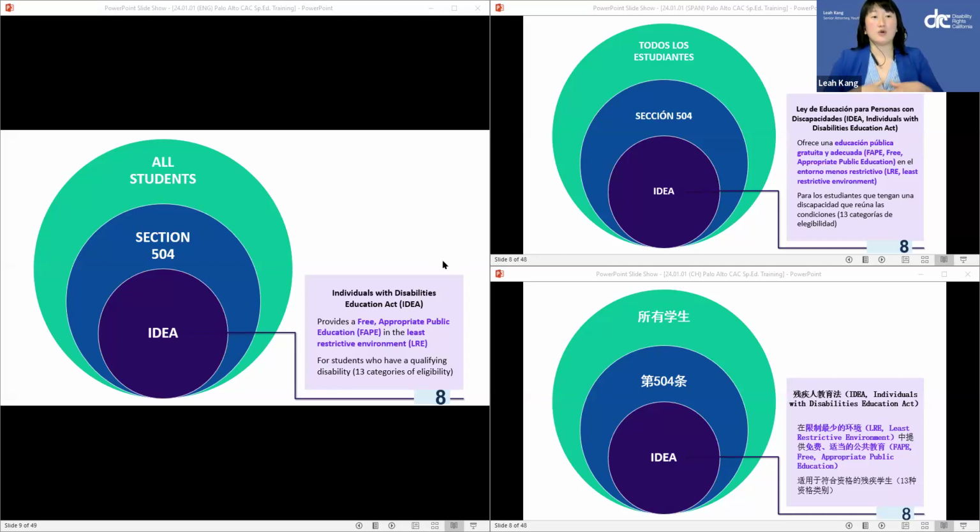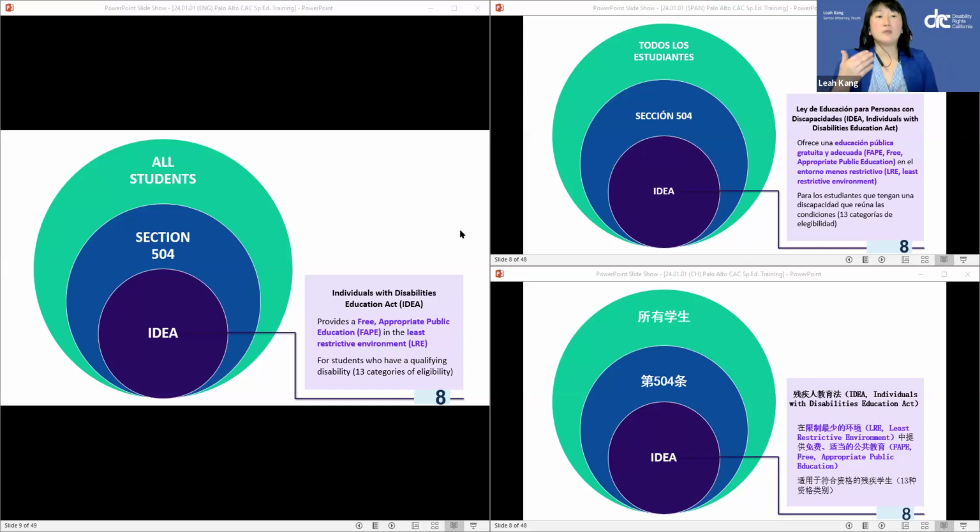And that could mean we're no longer in a general education classroom. It could mean we're in a special education classroom. It could mean we are still in a general education classroom, but providing the kinds of supports and services that are needed. And this smaller circle that the IDEA covers is only for students who are eligible. And we'll talk a little bit more about eligibility a little later in the presentation. But this will be for students who have a qualifying disability that falls into one of the 13 categories that are listed in the IDEA.